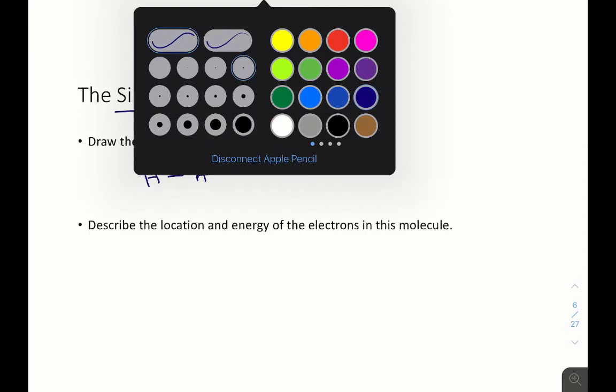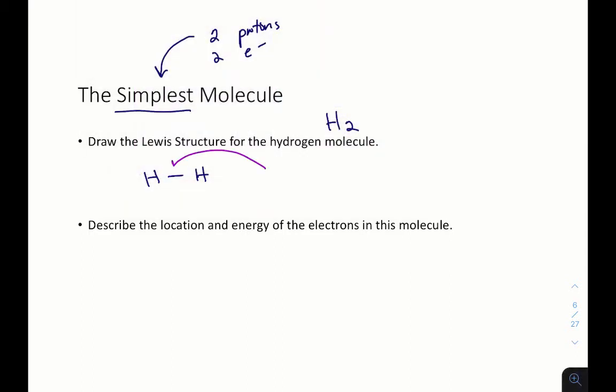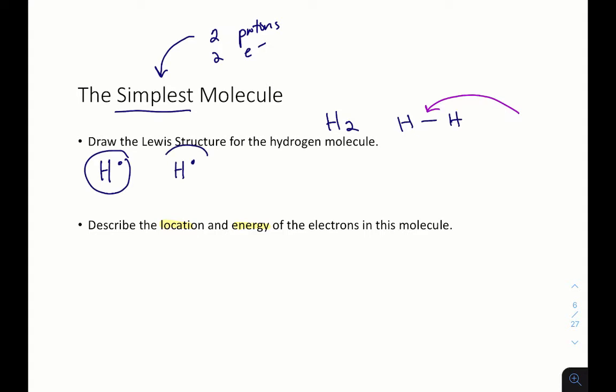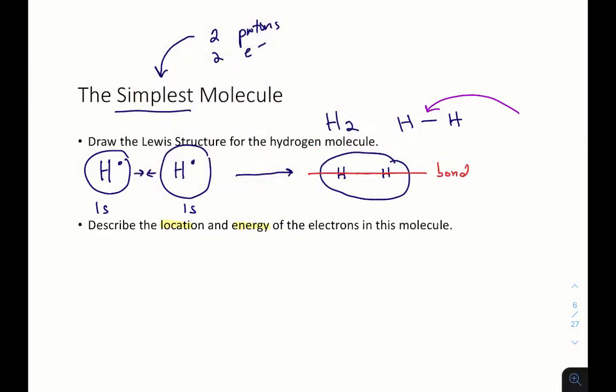Can we describe the location and energy of the electrons in this molecule? Can we describe the electrons in that molecule at all? Well, sure we can, as we discussed in valence bond theory. We would take the valence orbitals for these hydrogen atoms and bring them together in space. That would result in a new orbital, and it will have sigma symmetry, right? Sigma symmetry because there is cylindrical electron density around the bond axis.